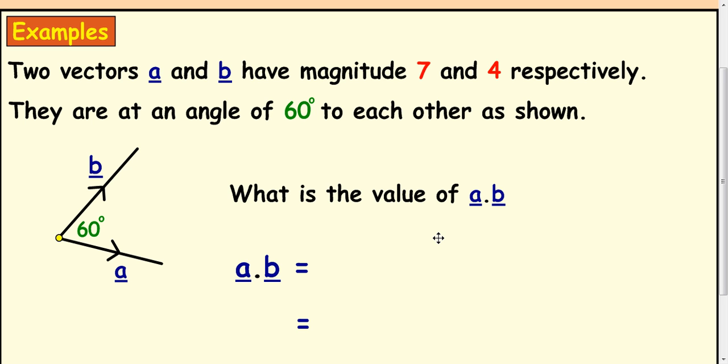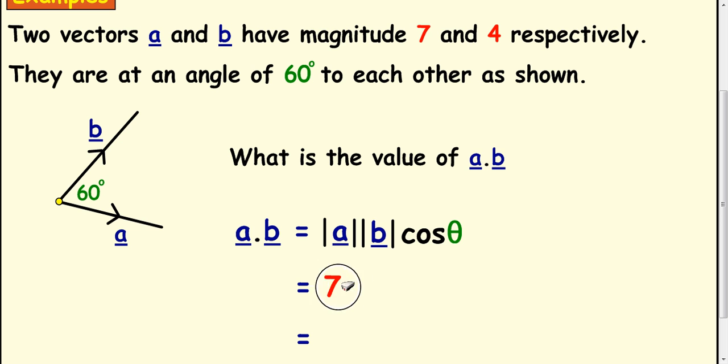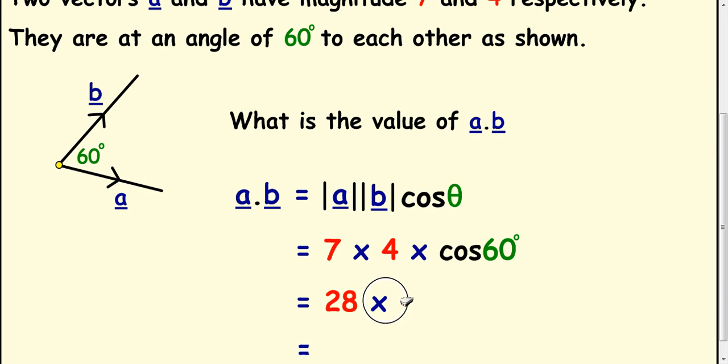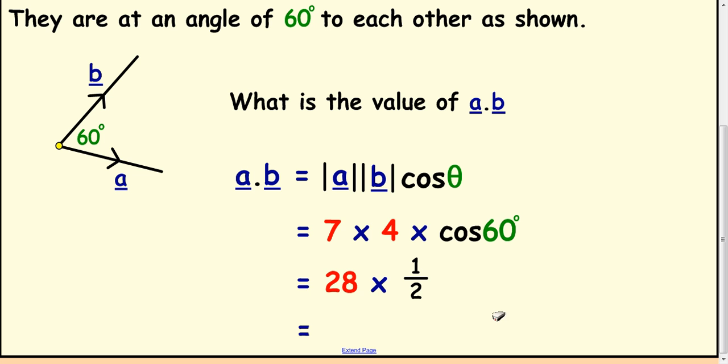So if you couldn't remember the formula, you would go to your formula sheet and you would read off the magnitude of a times the magnitude of b times the cos of the angle in between. Now the two vectors are pointing away, so we can use this formula quite happily. So we've got 7 times 4 for the magnitudes, and cos of 60. Now we need to know the exact value of cos 60, which is a half, so we have 28 times a half, and that's 14.